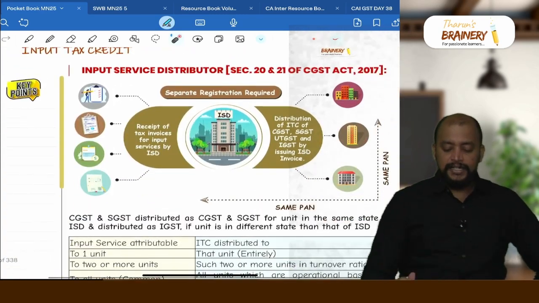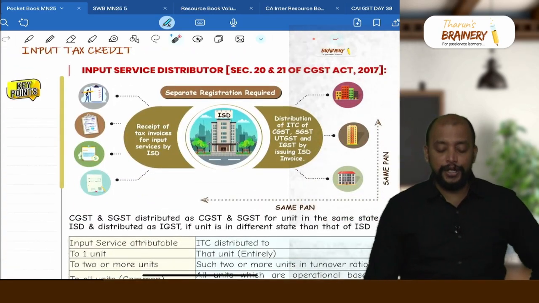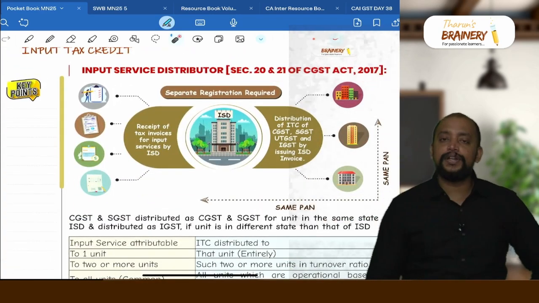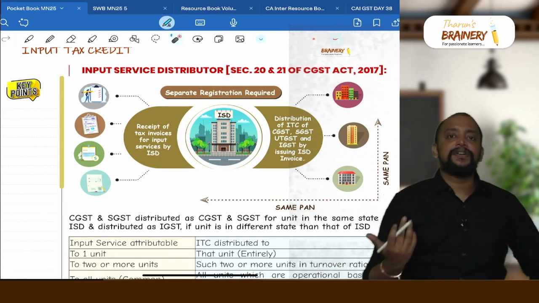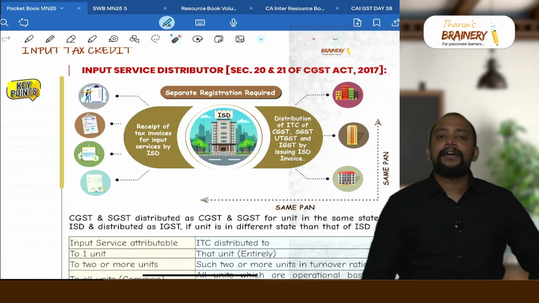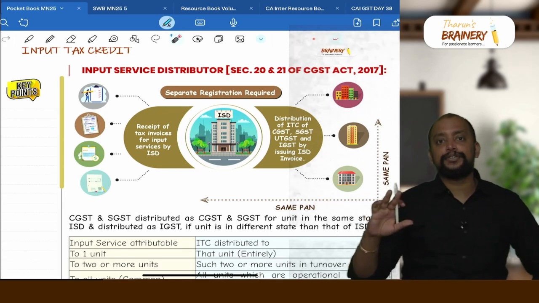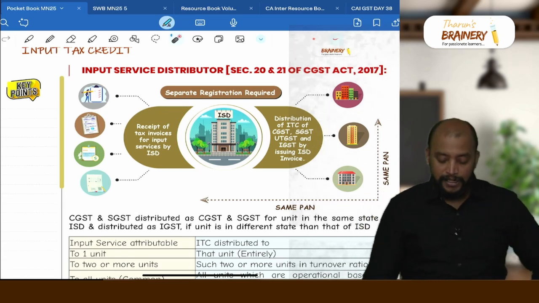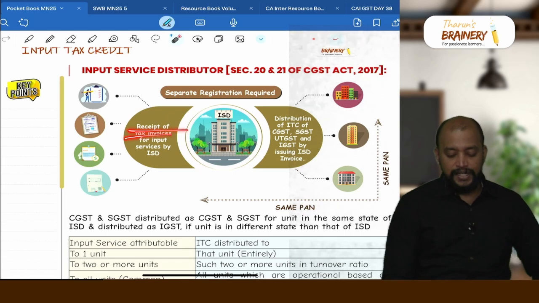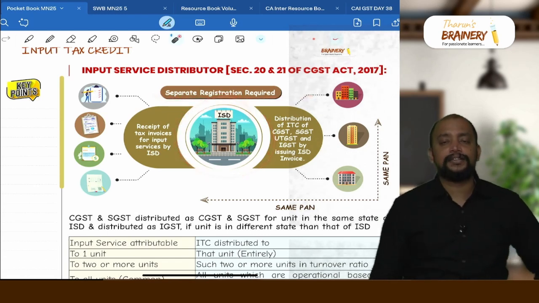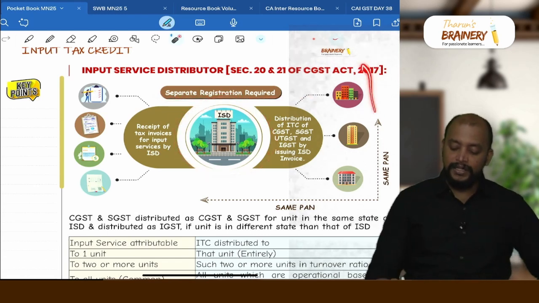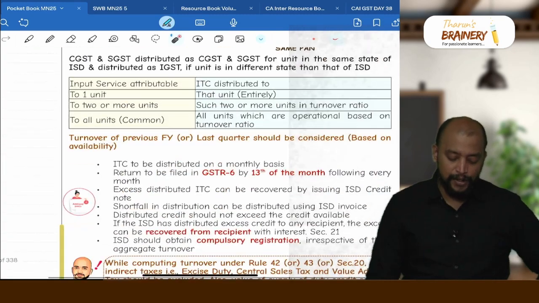Then we have sections 20 and 21, which talk about the input service distributor. So who is an input service distributor? A head office or a corporate office which receives the inward supplies of services and avails the credit and distributes the credit to the divisions under the same permanent account number. So it receives tax invoices for input services and distributes the ITC by issuing an ISD invoice, and they need to get a separate registration as an input service distributor.